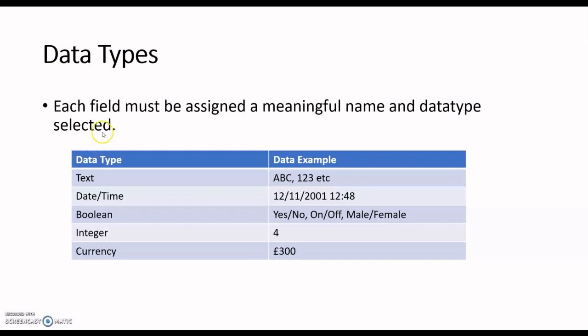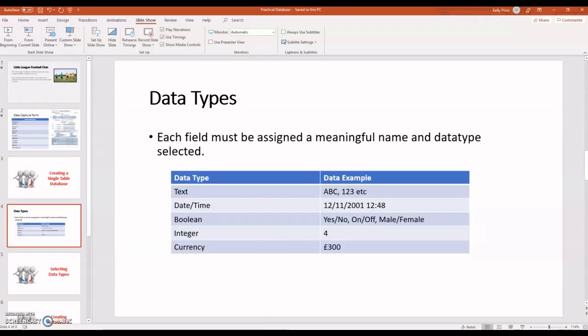And then integer is just simply a number, and that number can have a decimal place. And then, very importantly, you select currency for money. Okay, anything to do with money goes into currency, like pay or fees, refunds, etc. Right, so let's dive straight into this.